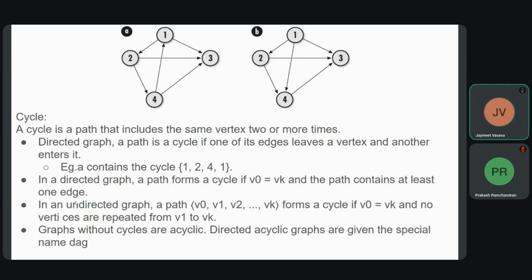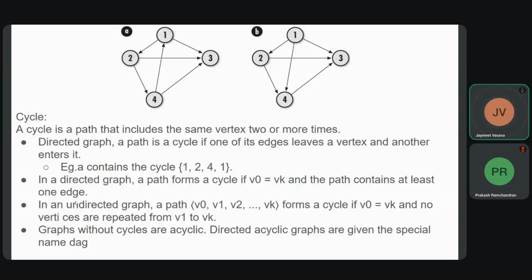A directed path is a cycle if one of its edges leaves a vertex and another enters it. As you can see, the cycle in the directed graph A is a cyclic graph as it goes 1 to 2, 2 to 4, and 4 to 1 again.